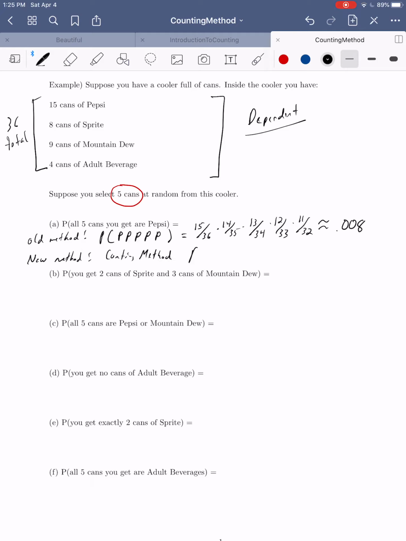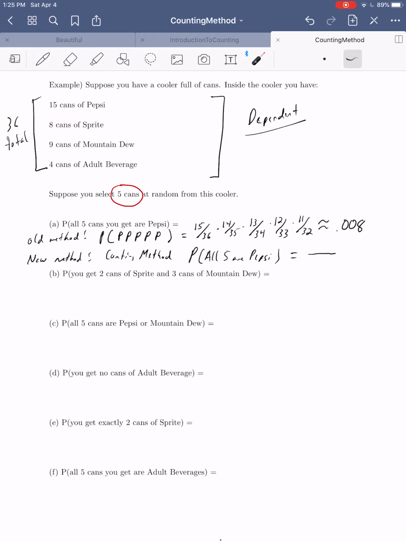Okay, so we're going to still calculate the same probability. So probability all 5 are Pepsi. And let's see if we can do this in sort of one calculation. So we're still going to treat it as a fraction. Let's think about the sort of denominator here. Well, the denominator has to be all the possible selections. Well, that's going to come from selecting 5 cans from those 36.